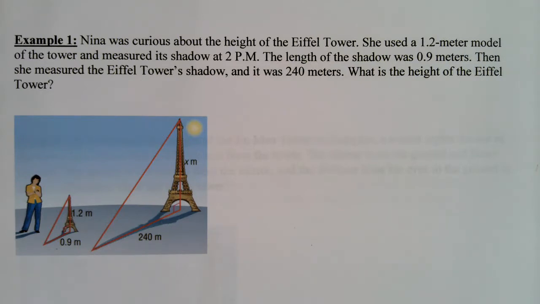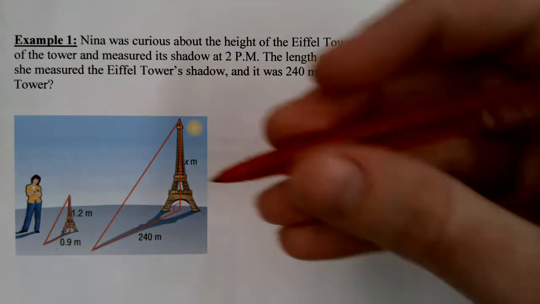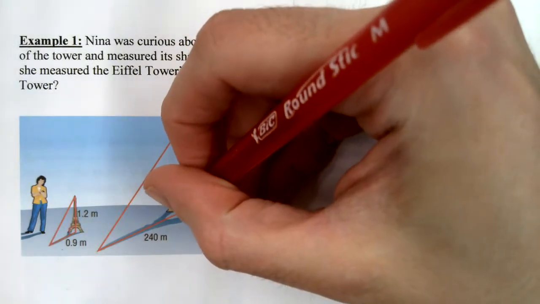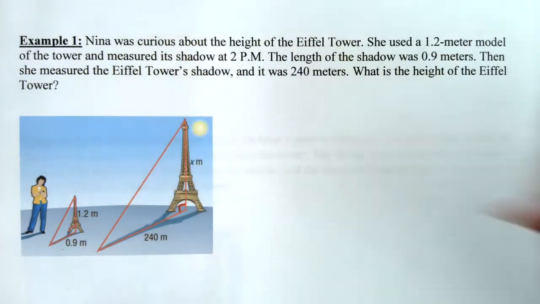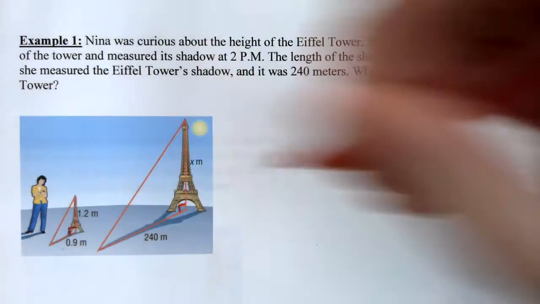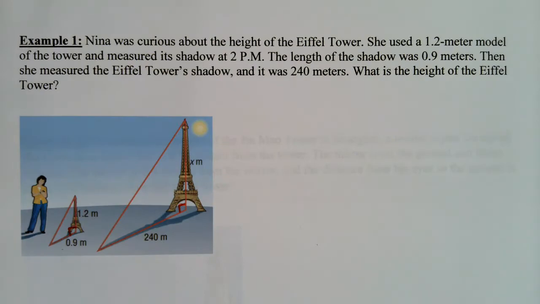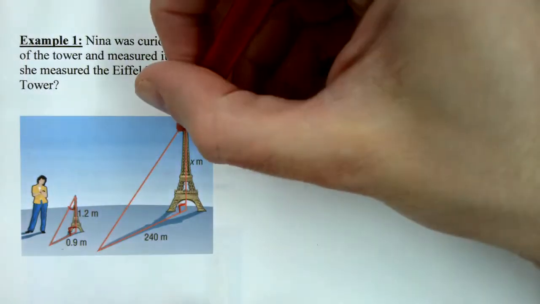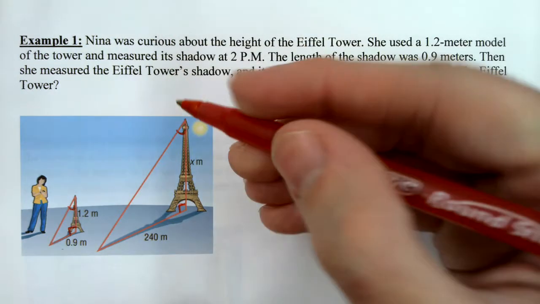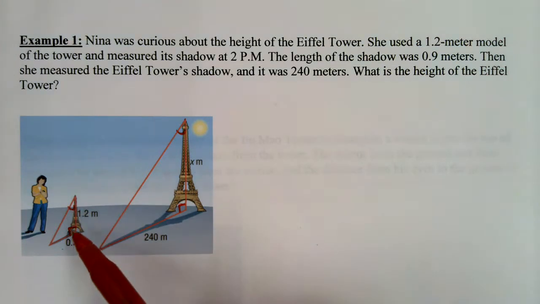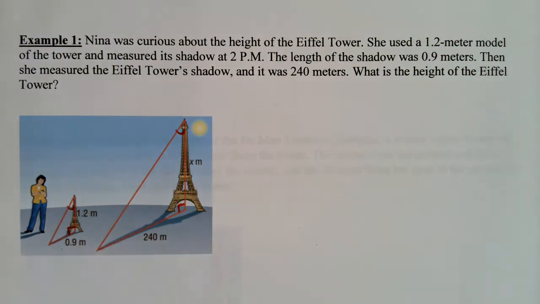Again, the reason why you can solve this problem is because you have similar triangles. This is a right angle right there, and this is a right angle right here. And the angles formed by the objects and their shadows are congruent. So this angle is congruent to this angle, and then you have the right angles. So the two triangles are similar by angle-angle similarity.